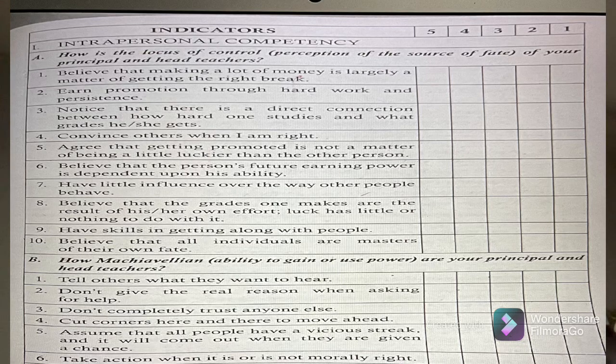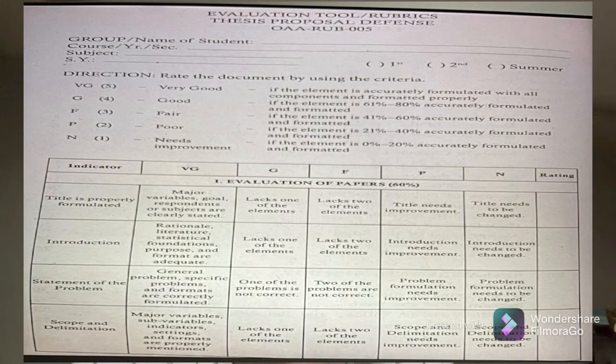And then you have the columns to check, 5, 4, 3, 2, 1, and the descriptions of 5, 4, 3, 2, 1 are already in the directions to follow. So let us look at these rubrics. Here is an example of an evaluation tool rubric that I made, which is included in my book: Evaluation Tools Rubrics, Thesis Proposal Defense.